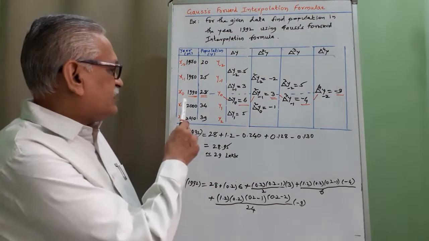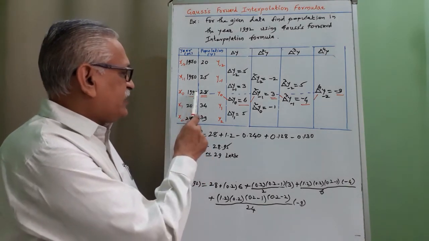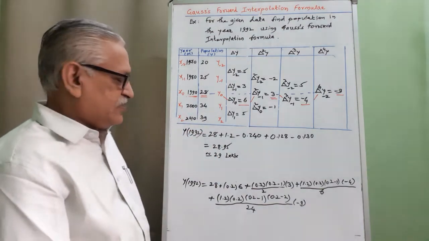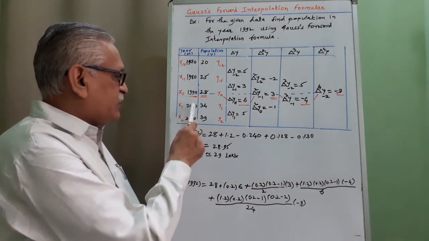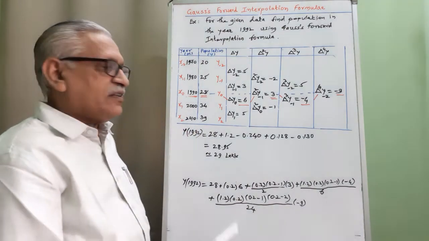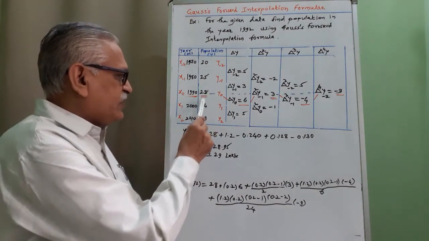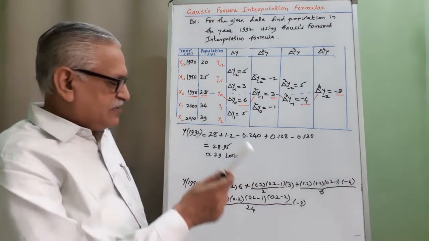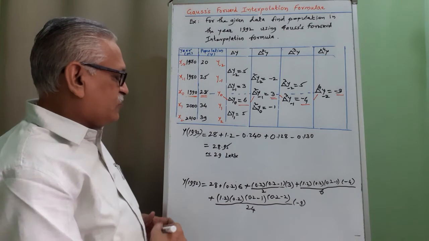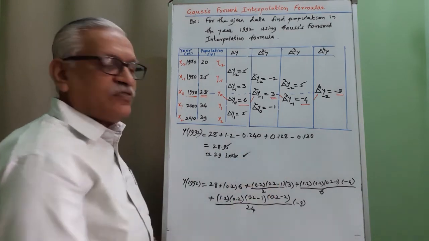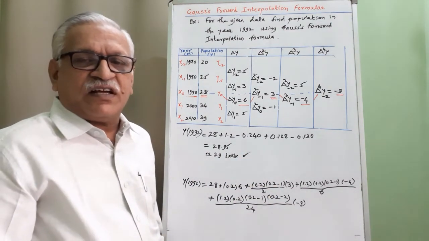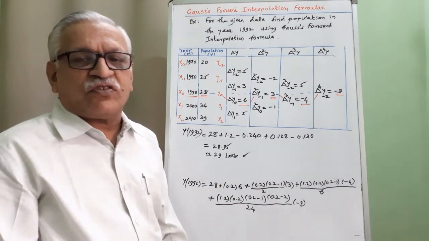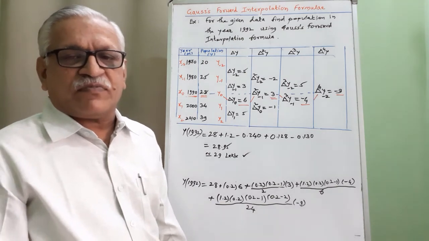We cross check whether it is true or not. For 1990 we have 28 lakhs. For 2000 it is 34 lakhs. 1992 lies between these two values. Therefore, the corresponding value must be between 28 and 34. 29 is greater than 28 but less than 34. Means whatever value we have, it is a correct one. Therefore, in this way we can use Gauss's forward interpolation formula.